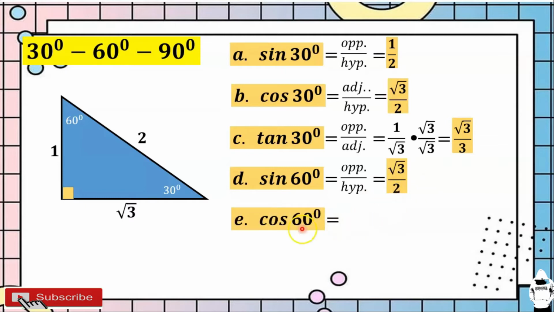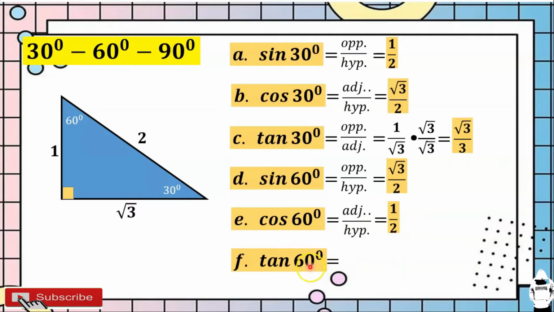Next, kapag cosine 60 degrees naman, same reference angle, which is 60 degrees. Kapag cosine, that is adjacent over hypotenuse. So, ang adjacent natin dyan, that is 1. And then, yung hypotenuse natin, that is 2. So, cosine 60 degrees is equal to 1/2.